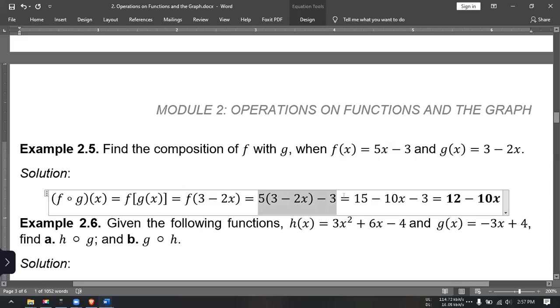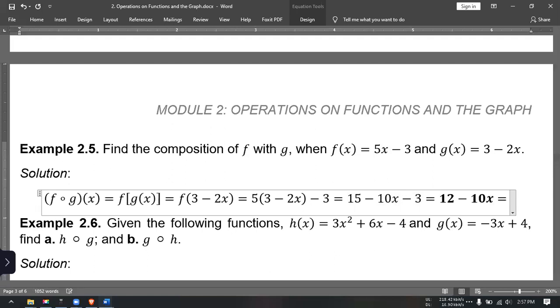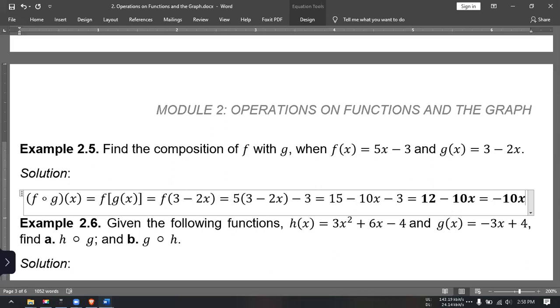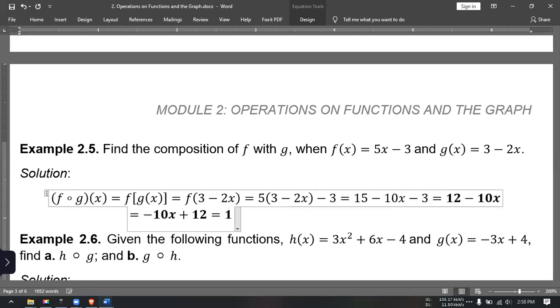And then, applying the basic algebra by the distributive property, we have this line, 15 minus 10x minus 3. Then combining similar terms, we have 12 minus 10x. Okay lang din na magkabaligtad to, as long as susunod yung sign nila. So, negative 10x plus 12, or 12 minus 10x. Any of these solutions will be considered.